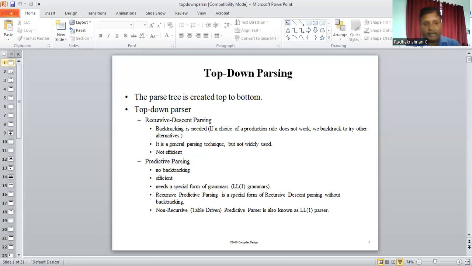Similarly, follow of T' will be calculated as plus, close, dollar. Follow of F will be plus, star, close, dollar symbol. So in this way, follow will be calculated. Next step, we go for the parsing table.